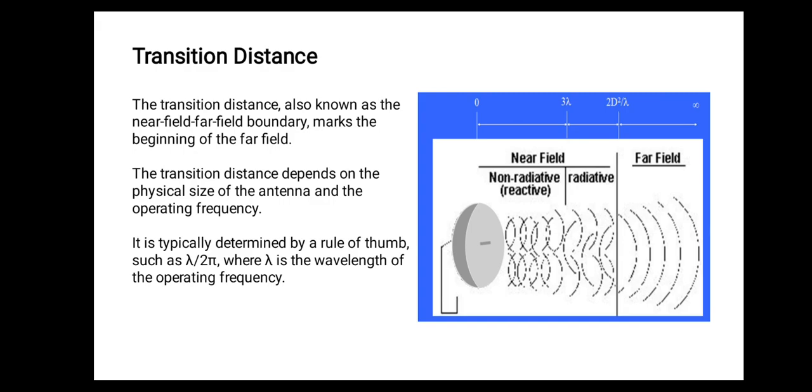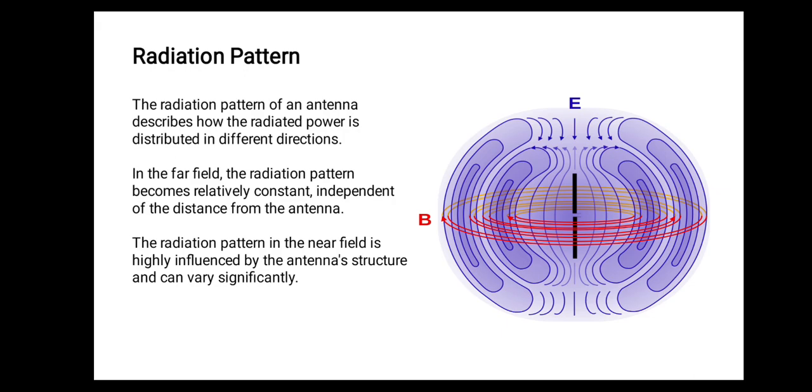Coming to the near field, it is typically determined by a rule of thumb, such as lambda by 2 pi, where lambda is the wavelength of the operating frequency. So coming to the radiation pattern, you can also see here how the magnetic waves and electromagnetic waves of the radiation were occurring.